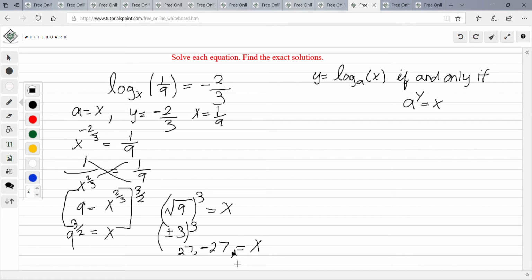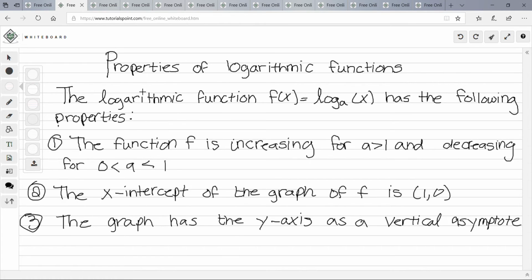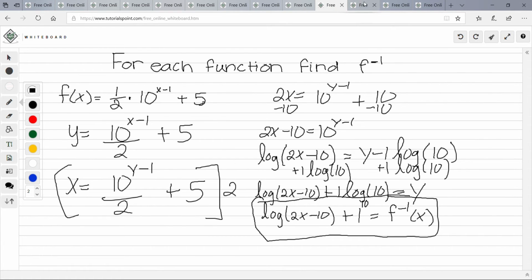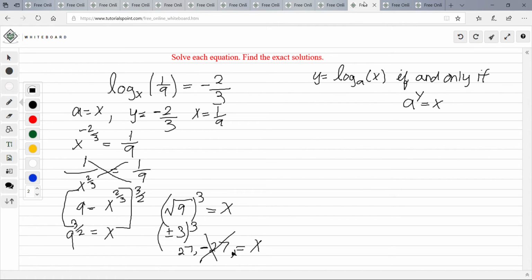Okay, so can we cancel something out? We can get rid of negative 27 because you cannot have a negative base, and we got that rule from here. It says a can only be greater than 1, or greater than 0 but less than 1, so it can never be a negative number. So we can only use positive 27.